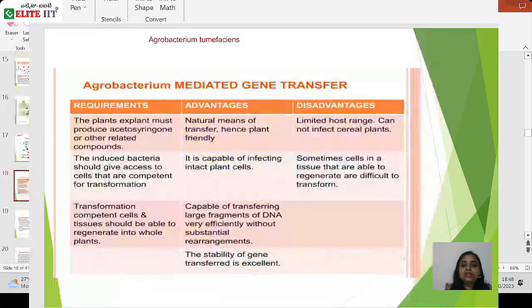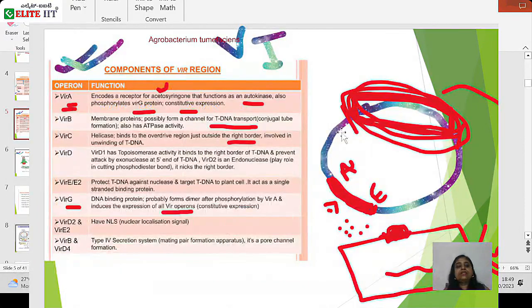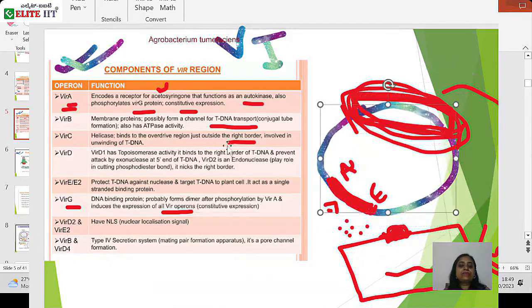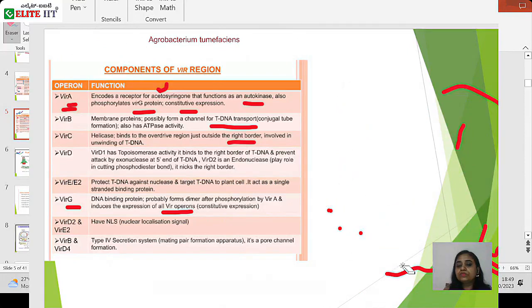Now look, again we should go to that table to see whether we can understand it or not. So let's see what is happening here. I am deleting everything so that you can understand.